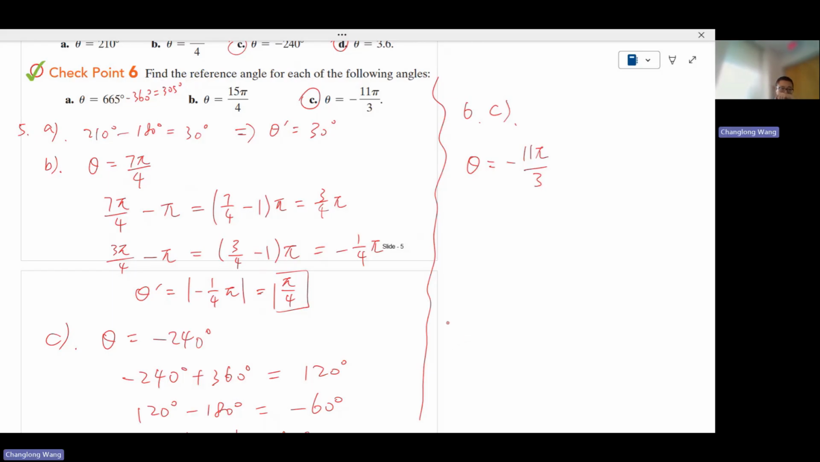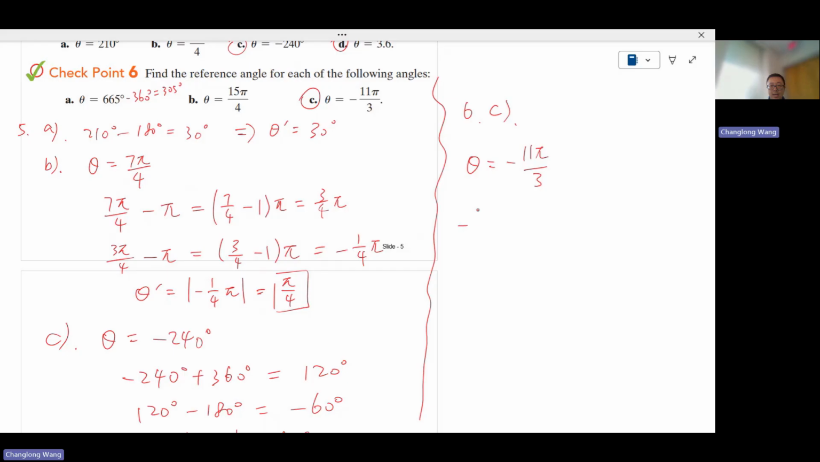All right. So if you already have the answer, the reference angle is pi over 3. Let's see how that works. First off, you realize it's a negative angle, right? So let's just keep on adding 2 pi to make it positive, and let's see what happens. Maybe somewhere along the way you'll get something that you like.